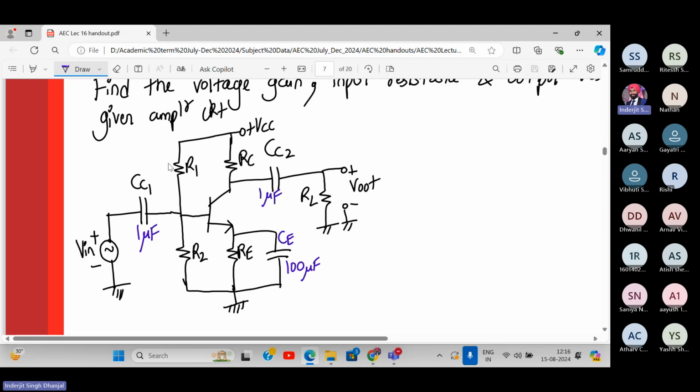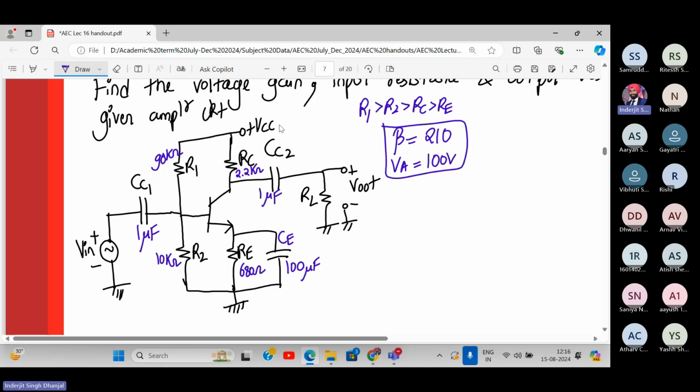It doesn't matter what the values of capacitors are right now. Right now, we are only interested in the values of R1, R2. This is 90 kilo ohm, R1. R2 is 10 kilo ohm. RC is 2.2 kilo ohm. And RE is 680 ohms. Always remember, in voltage divider bias, R1 should be greater than R2, which should be greater than RC, which should be greater than RE. And beta is given as 210, and early voltage is given as 100 volt. So this is the given data. And supply voltage is plus 16 volt.